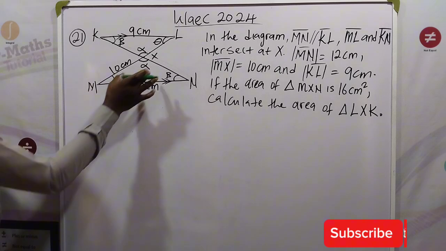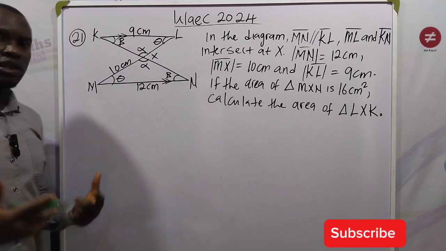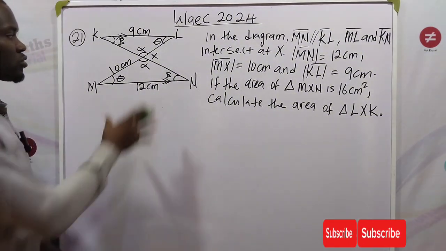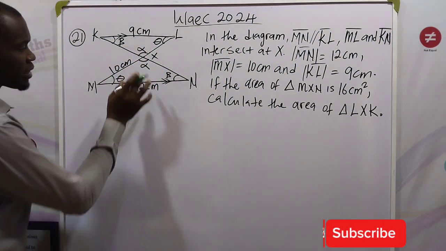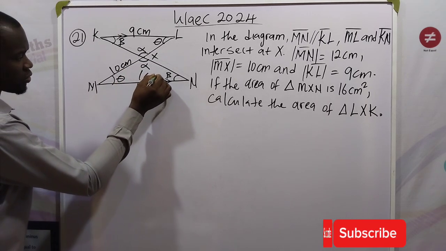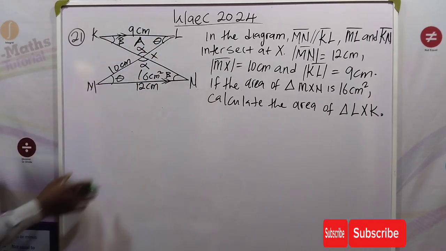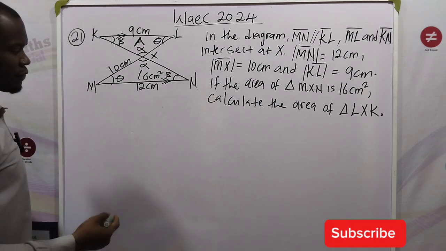So you could see that these are similar triangles, and if they are similar triangles, then we can use the scale factor method to simplify. Now remember that the area of this triangle is 16 centimeters squared, but we are looking for the area of the other triangle. So how do we solve the scale factor?